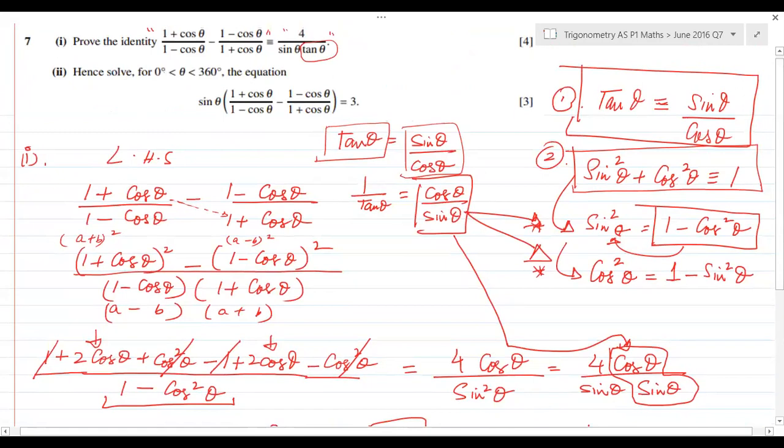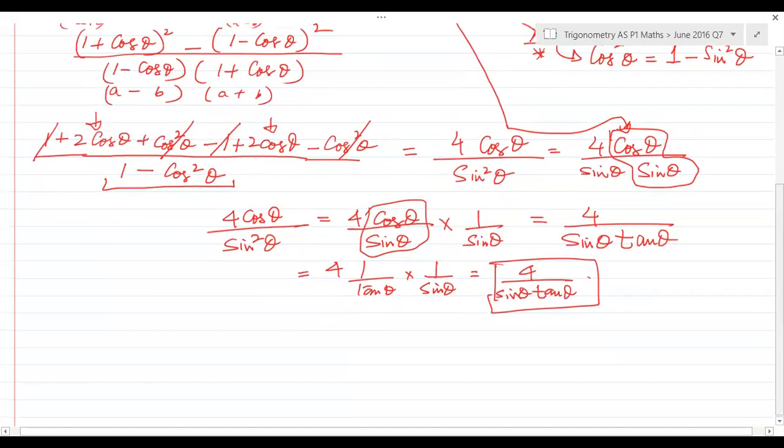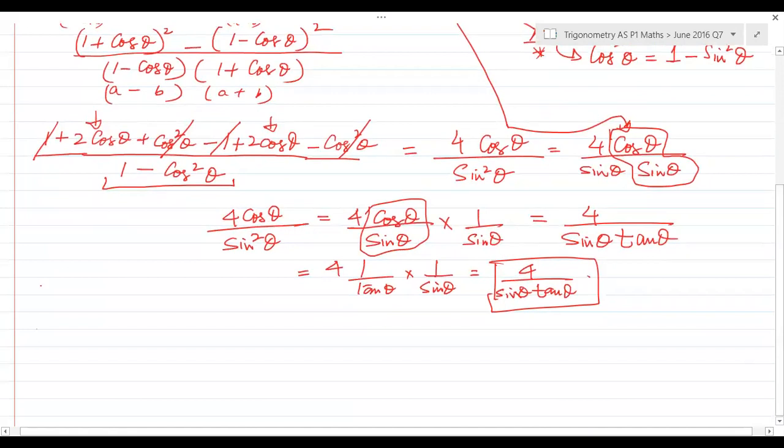Moving on to part 2, a hint for this is important. Whenever you start, please look at what the range is. The range is given from 0 to 360, so that means the calculator has to be in degree mode. And we have sine theta multiplied by this whole thing, and this whole thing is what we had in part 1. So this whole expression is equal to this expression. So I'm just doing sine theta multiplied by this expression is equal to 3.